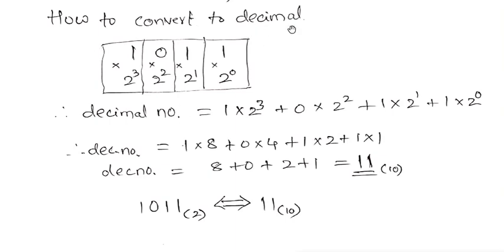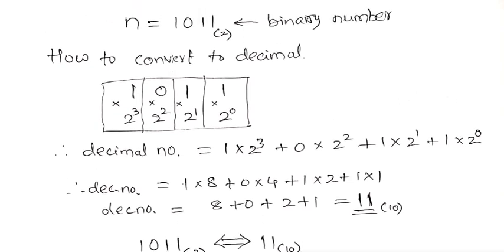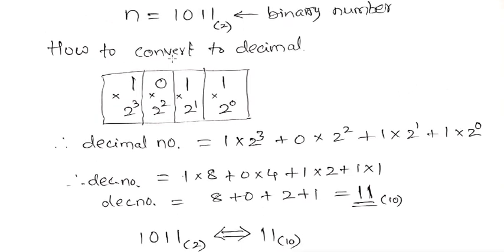How to convert any number to a decimal number? Let us say the given number is 1011. We have taken the example n equal to 1011 to the base 2, meaning it is a binary number. What is the equivalent of this in the decimal number? We are going to write 1011. This bit is called the least significant bit, LSB, and this is called the MSB, most significant bit.